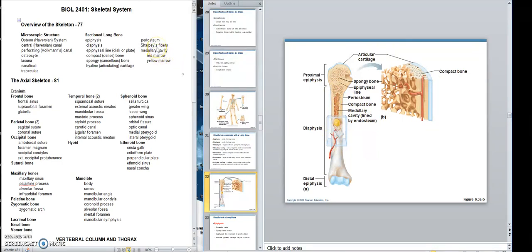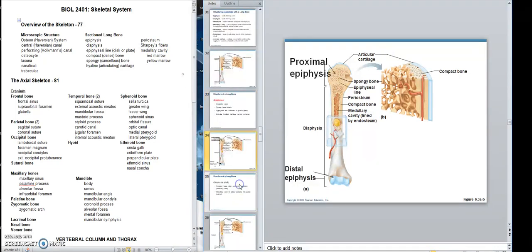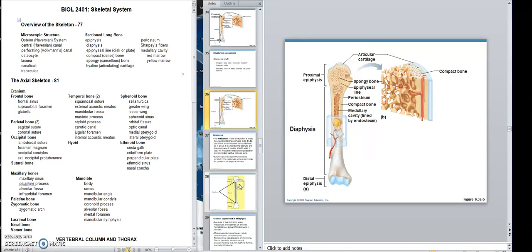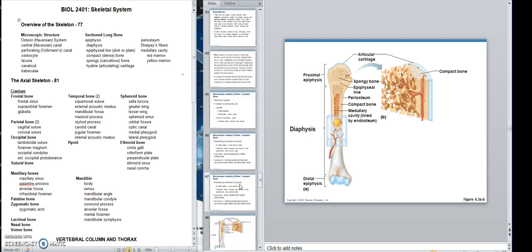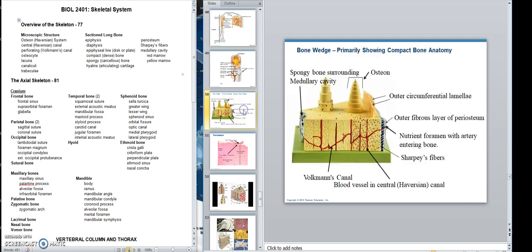Sharpey's fibers, let's see if we can find that. Sharpey's fibers are those fibers that anchor the periosteum to the bone. Here's Sharpey's fibers right there. They anchor the periosteum to the bone there. That's Sharpey's fibers, so it doesn't slide up and down.